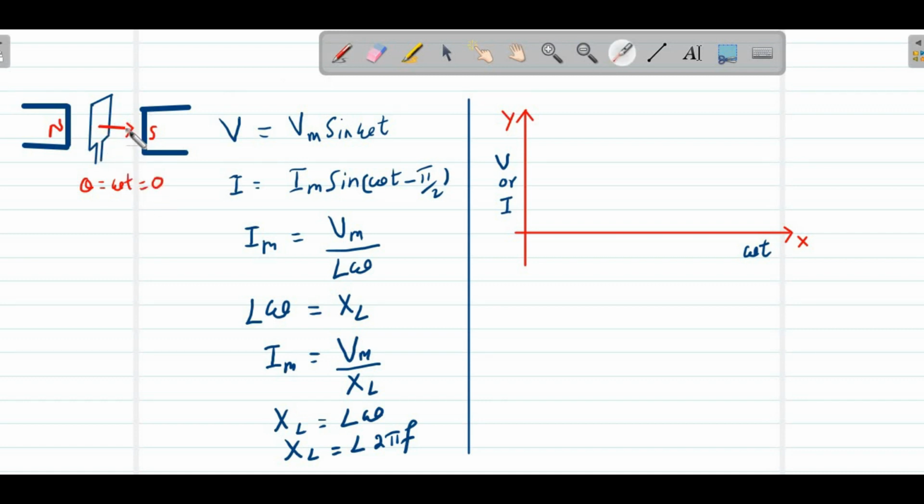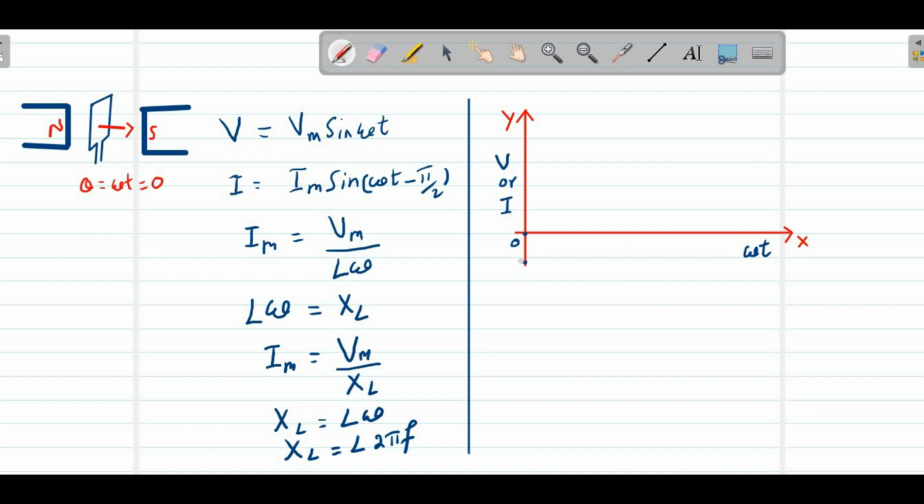It is 0. Suppose the armature is starting the rotation from this point. Then we can take here in this equation omega t equal to 0. If omega t is 0, sin 0 is 0, V will be 0, means the voltage will be at the origin, at 0 here. At the same time, when we apply omega t equal to 0 in the equation of current, there is a minus pi by 2 remaining, then it becomes minus sin pi by 2, that becomes minus 1. Minus 1 into Im is minus Im, means current will be at negative maximum here.